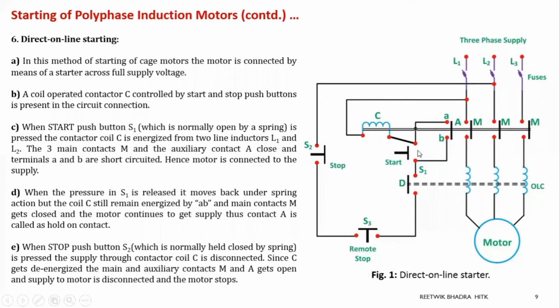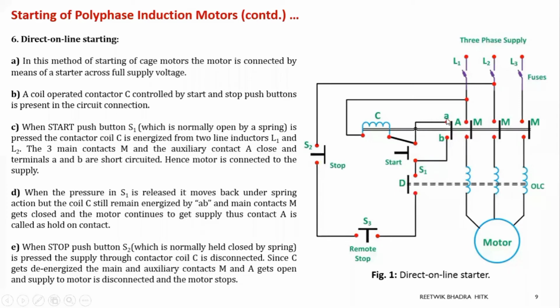Now if this start button is pressed, this point of the coil C is connected to L1. The other terminal of C gets connected to L2 through this stop button, because the stop button is normally closed. So when your start button S1 is pressed, your contactor coil C is energized through L1 and L2.